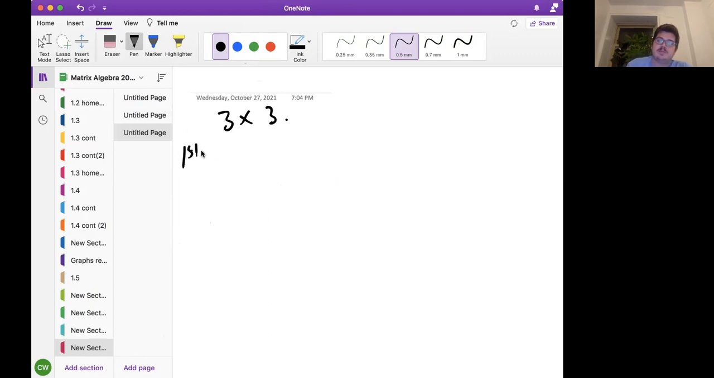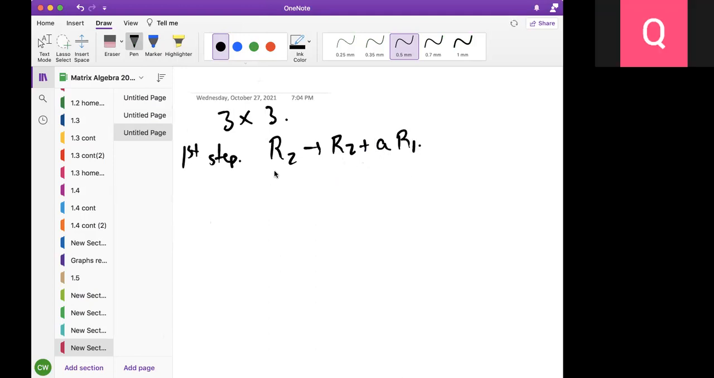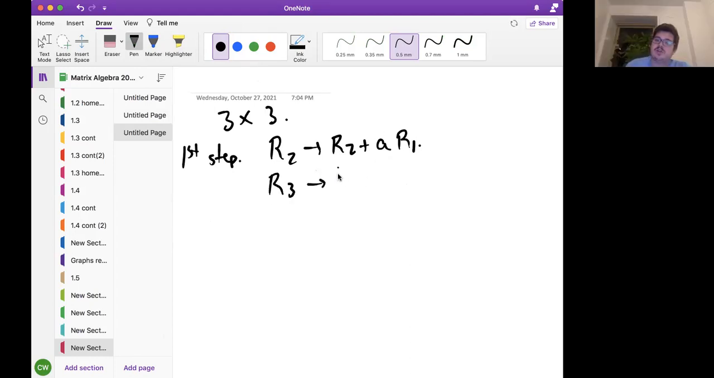So in your first step, you would eliminate the entries in the first column. You would add to row 2 some multiple of row 1, and to row 3, add some multiple of row 1. Does that make sense? Whenever you're solving a matrix, you always do this step, right? This gets rid of these entries here.